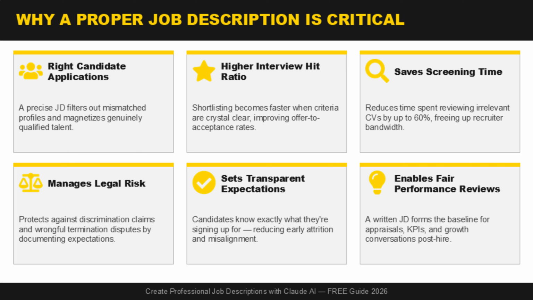Number 4. It manages legal risk. A vague JD can expose you to discrimination claims or wrongful termination disputes. Number 5. It creates transparency. Candidates know what they're signing up for, reducing early attrition. And number 6. It provides the foundation for fair performance reviews down the line.